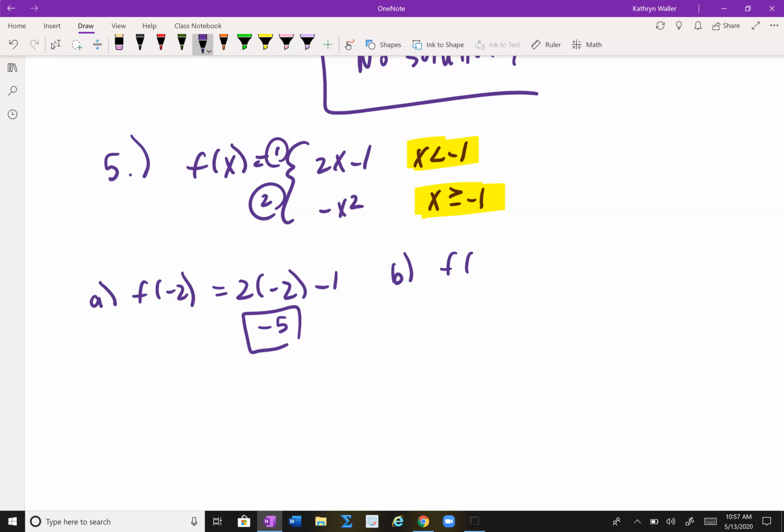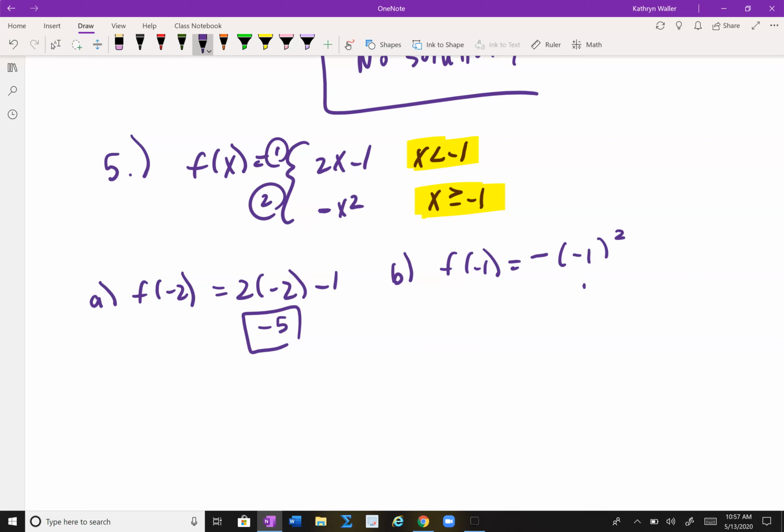Part B, f of -1. It's equal to -1, so it's part 2, or equation 2. Now you have to be careful with this. So you put a negative. Then in parentheses you put what x is, which is a -1, and it's squared.